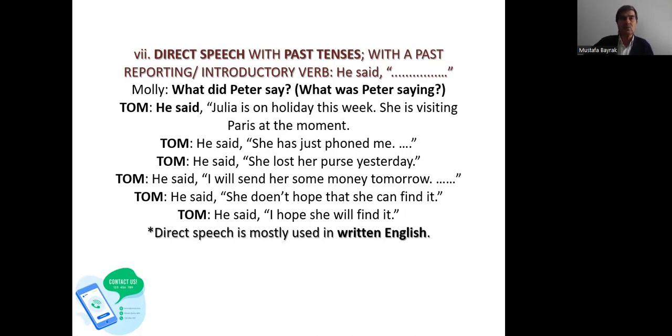Okay. Now Molly is the reporter, is part of the reporter speech as a character. Molly asks, what did Peter say? Or what was Peter saying? Tom is the reporter now. Peter said, or he said, Julia is on holiday this week. She is visiting Paris at the moment. Yes, everything is the same. Do you see? All the sentences are the same because of the quotation.